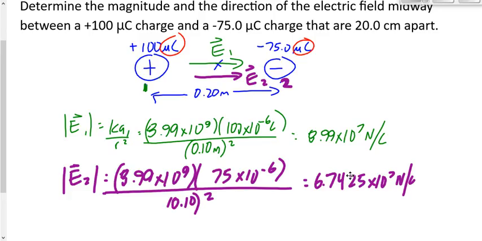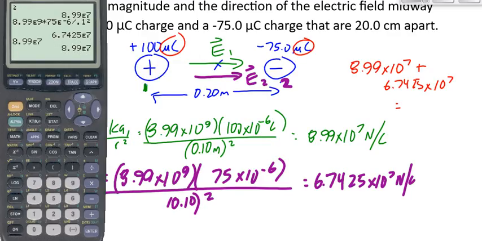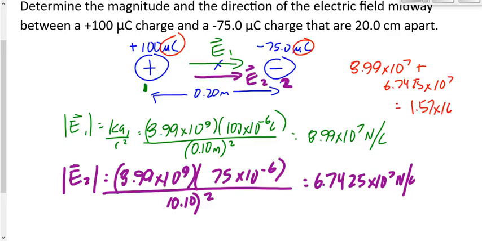All right, so let's say 8.99 times 10 to the 7 plus 6.7425 times 10 to the 7. When we add those up, we get 1.57 times 10 to the 8. And it's positive, so it means it's to the right.